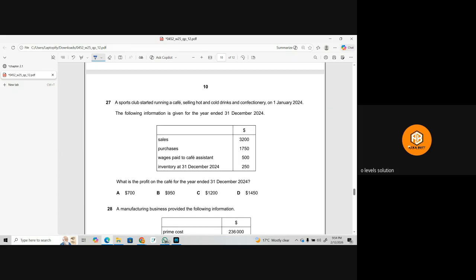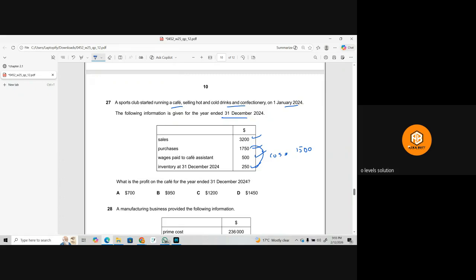Then we have the next question. A sports club started running a cafe selling hot and cold drinks and confectionery on 1st January 24. The following information is given for the year ended 31st December 24: sales, purchases, wages paid to cafe assistant, and the closing inventory. What is the profit on the cafe? First of all, we need to find out the cost of sales. So this is purchases, minus closing inventory, 1,750 minus 250. So cost of sales will be equal to 1,500.